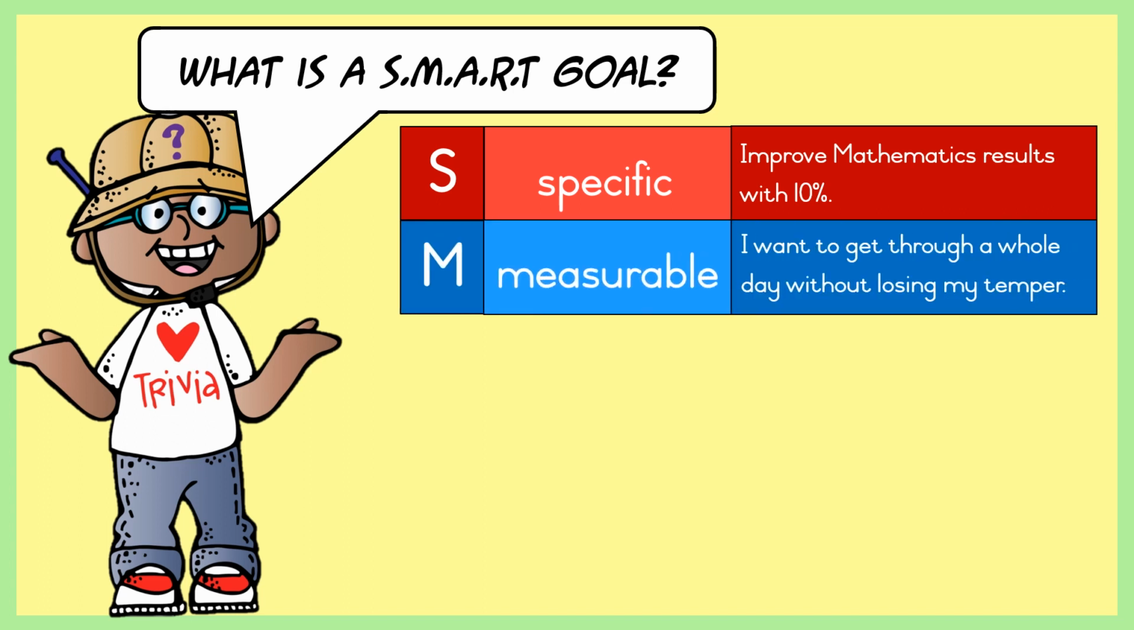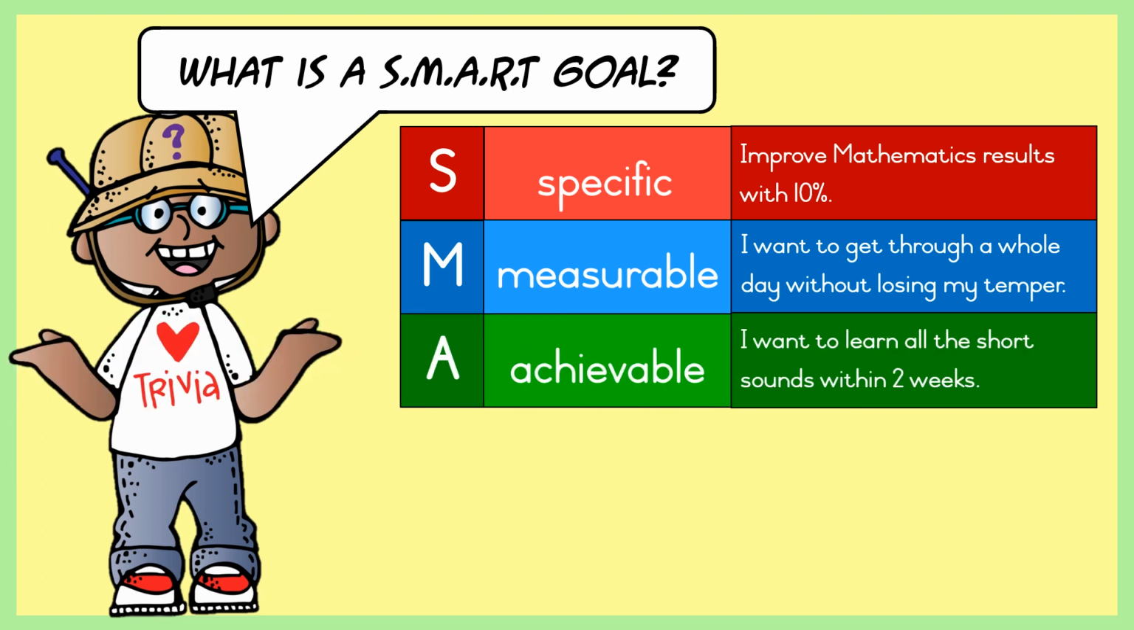The M is for measurable. How do I know whether I've actually reached my goal if I cannot measure it? In other words, I want to get through a whole day without losing my temper, instead of just saying, I don't want to lose my temper. So by the end of the day, you can actually see, have you achieved that goal?